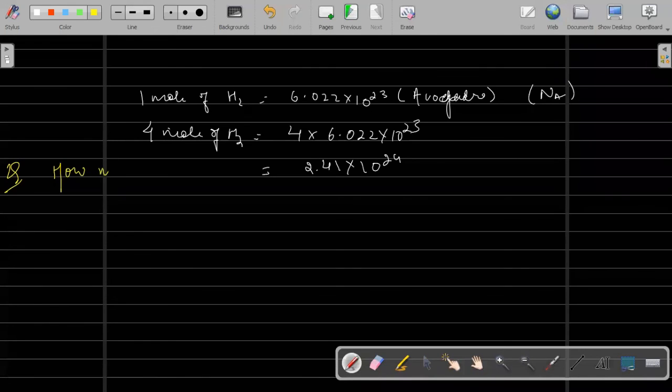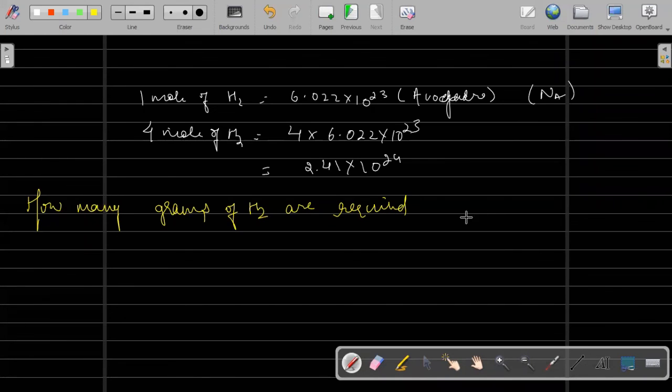How many grams of H2 are required to consume 2 moles of CO? 2 moles of CO, how many moles of H2 are required? 4.